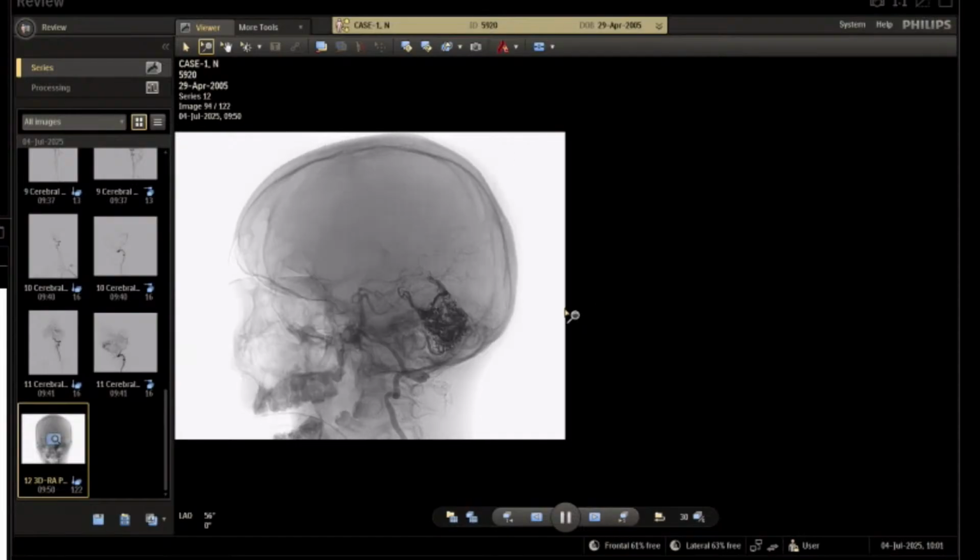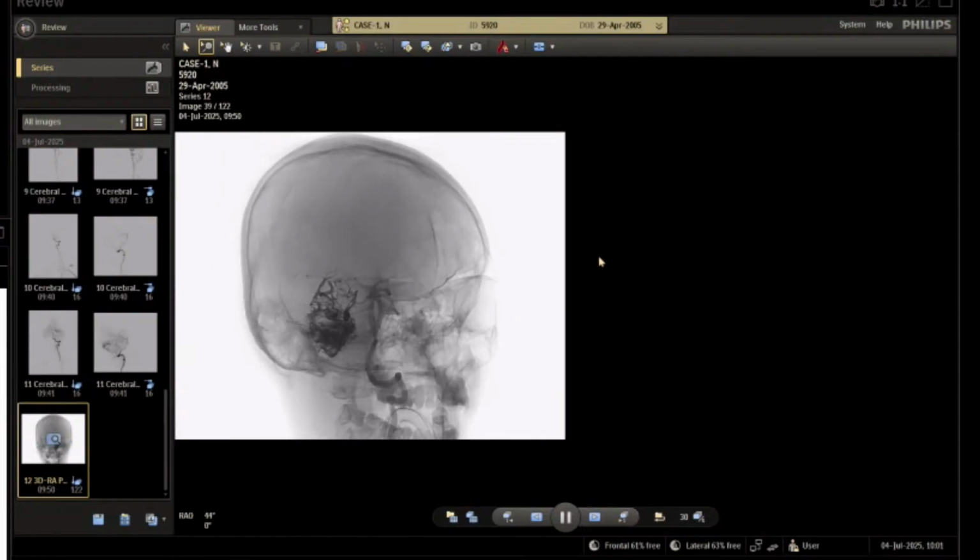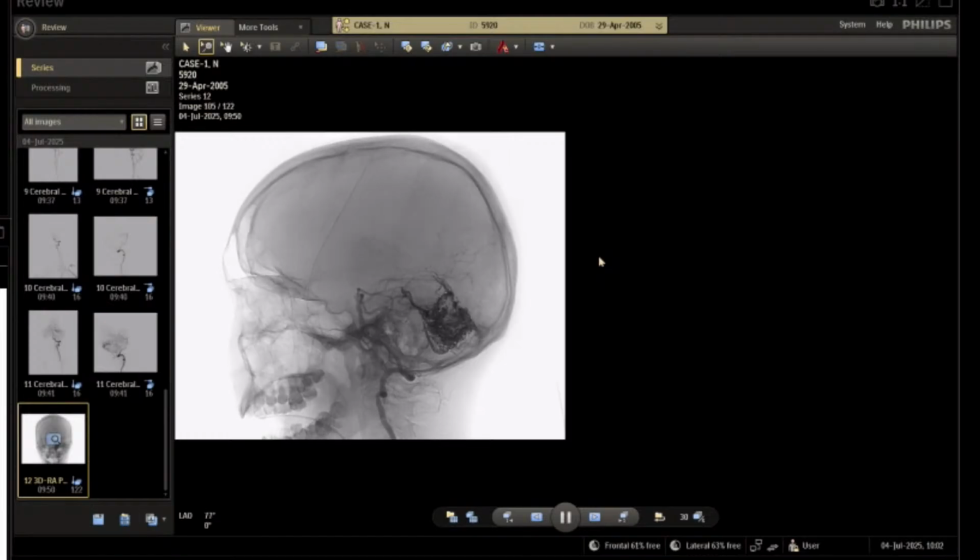Okay, now we are ready. The guiding in the right vertebral artery.